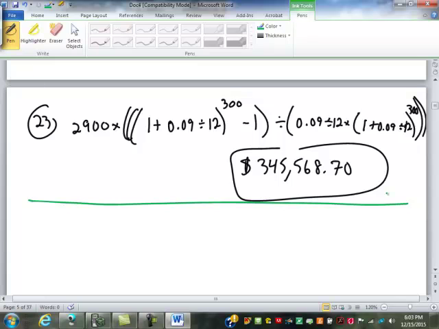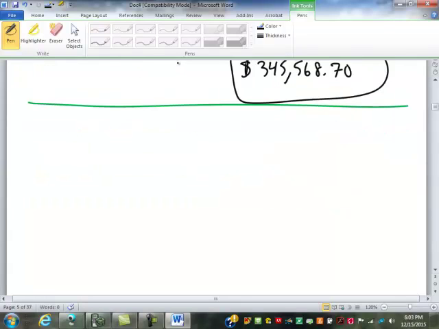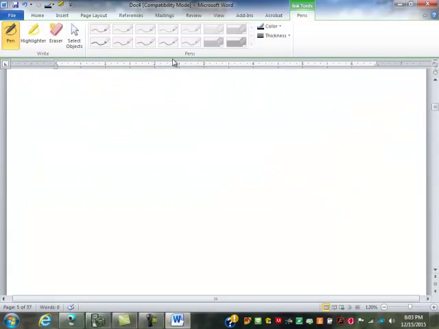Any questions? Okay, so I am going to do number 24. Now number 25 is actually easier because the interest rate is the same going both directions. It's 7% paying in and drawing out, so you don't have to change the interest rate. Number 24 you do.